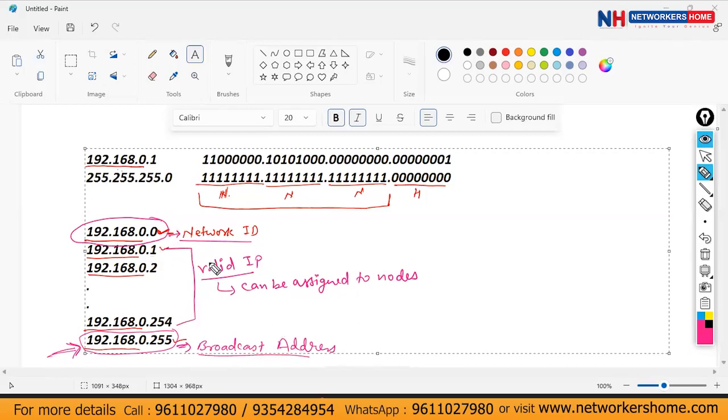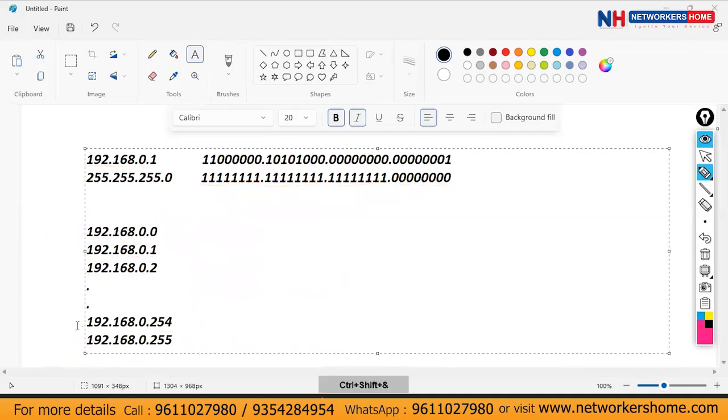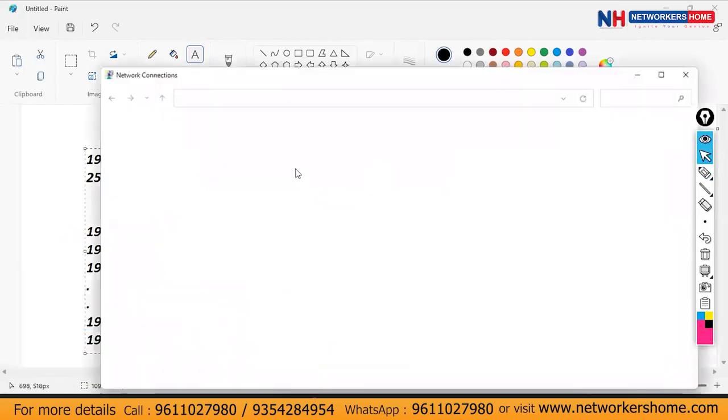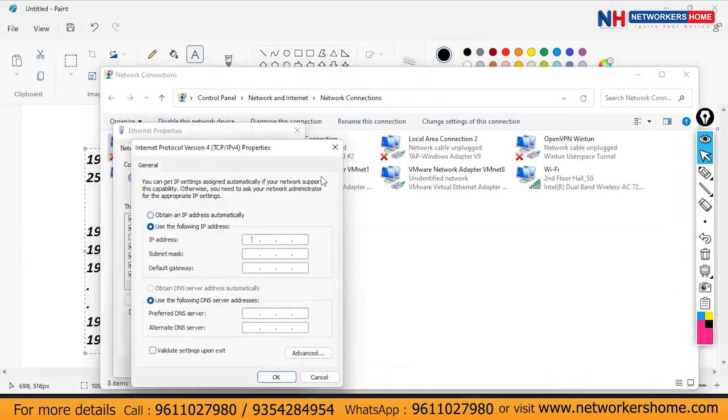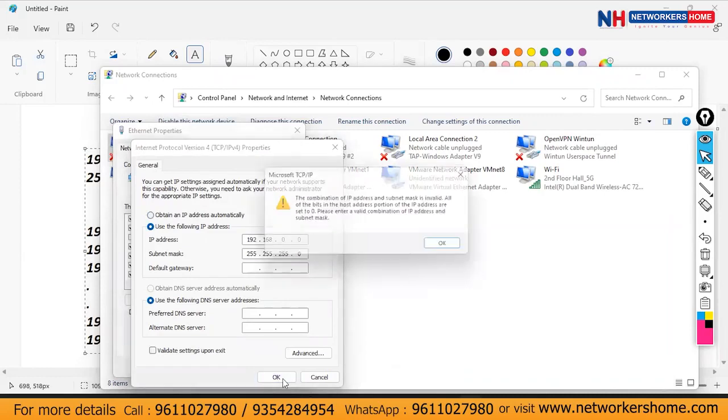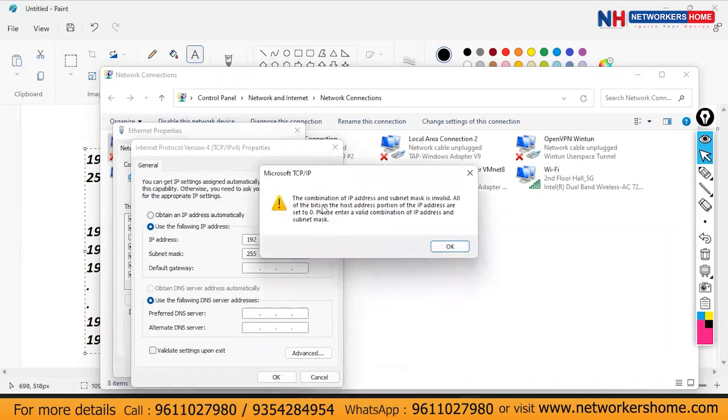So now I'll show you practically that you cannot assign this address as well as this address. Let me try to assign 192.168.0.0. Subnet mask is automatically taken. If I say OK, it is going to give me an error. The combination of IP address and subnet mask is invalid. Why? All of the bits in the host address portion of the IP address are set to 0, means it is the minimum.